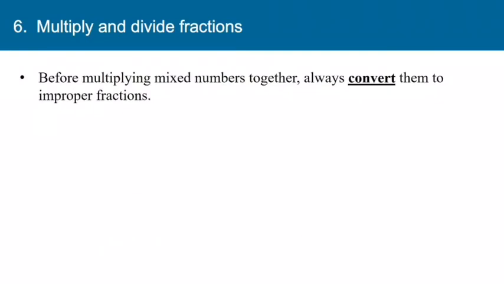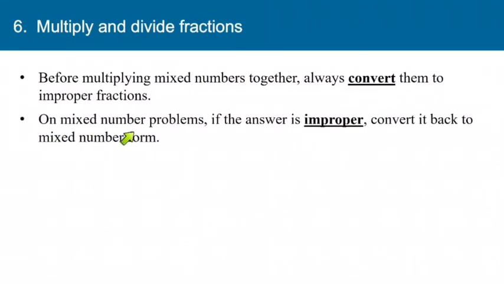Now let's talk about how to multiply mixed numbers together. Before you multiply mixed numbers together, always convert them to improper fractions. We never multiply with mixed numbers because they do not follow the same rules as other numbers. So in order to get around having to learn a new set of rules for mixed numbers, it's easiest for us to just convert those to improper fractions.